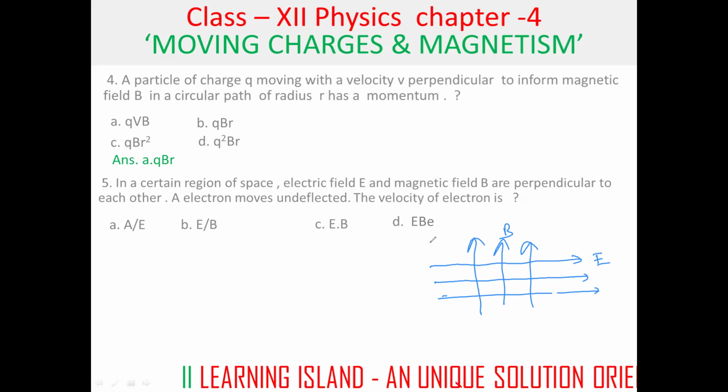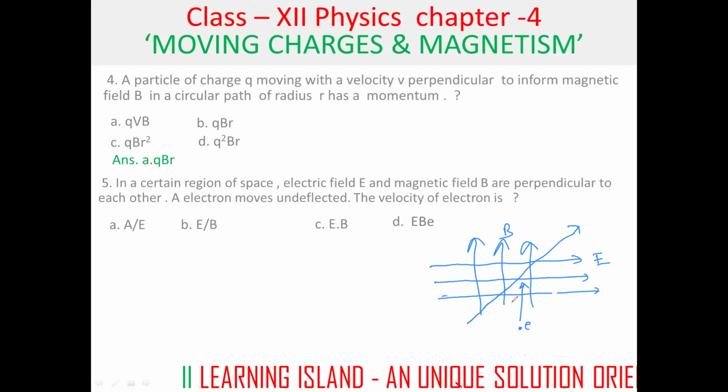Now, an electron moves undeflected. If an electron reaches this region and it is not getting any deflection, it will move straight. No effect of magnetic and electric field is happening here. That means here the force produced by the magnetic field and electric field are equal and opposite. That's why it is not getting deflected. Net force is zero. So on the basis of this, we are going to find out the answer here.